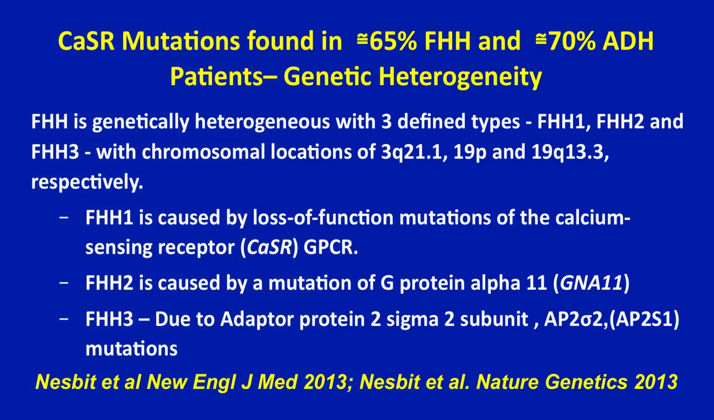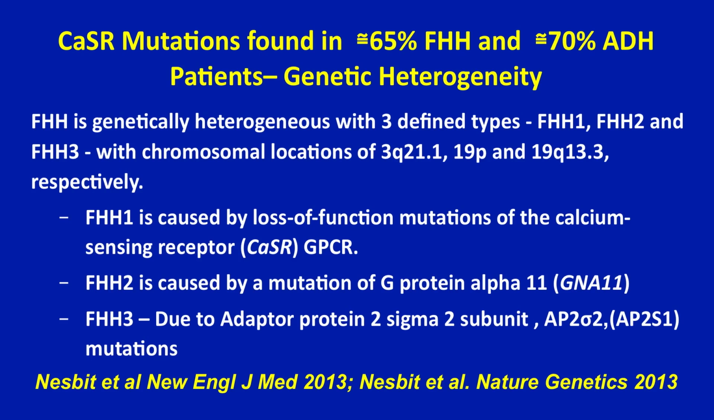65% of FHH patients will have a mutation in the calcium sensing receptor, and about 70% of ADH patients will have a mutation in the calcium sensing receptor. In the other 30 to 35% of patients, there is something else going on. And there is indeed genetic heterogeneity. There are different types of FHH and ADH as well.